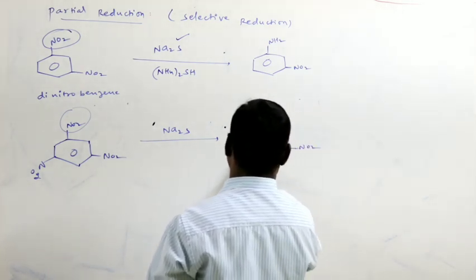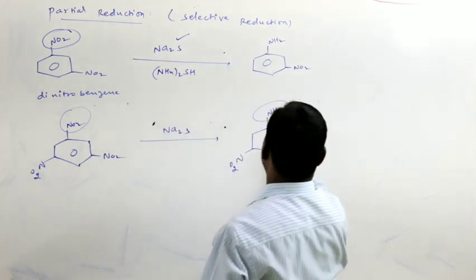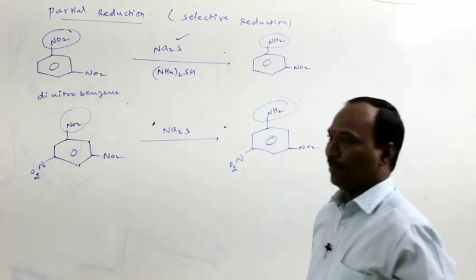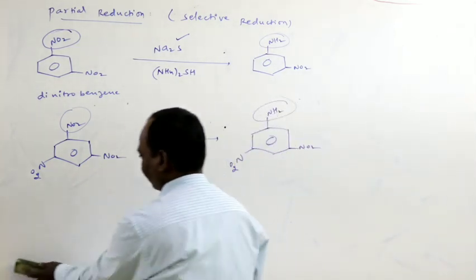This is NO2 and NO2. Only one NO2 group is reduced to an amino group. Okay, this is called selective reduction.